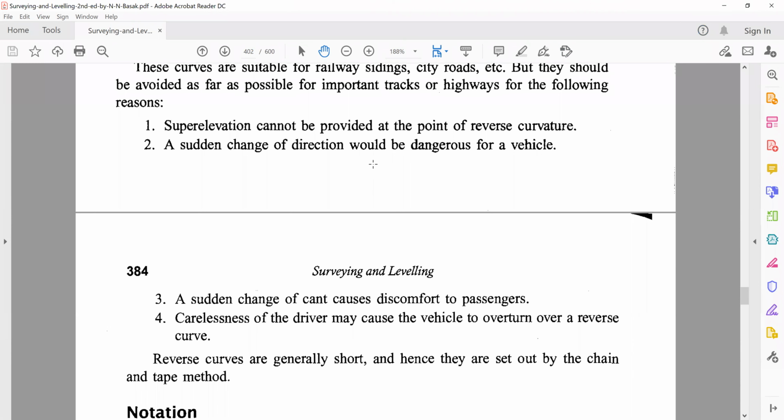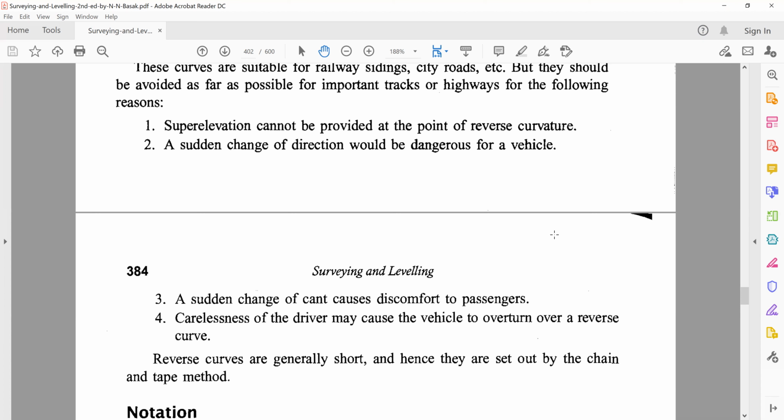Why? Because number one, super elevation cannot be provided at the point of reverse curvature. If you remember what super elevation is, in super elevation, you raise the level of the outer edge of the curve so that when the vehicle is traveling on that curve, there is no chance of that vehicle toppling. So that is super elevation. But if you can imagine a reverse curve, the super elevation would change. On one curve, it would be on the exterior end towards the right. On the other curve, it would be towards the exterior end in the other direction. But at the junction of the two curves, there would be no super elevation, right?